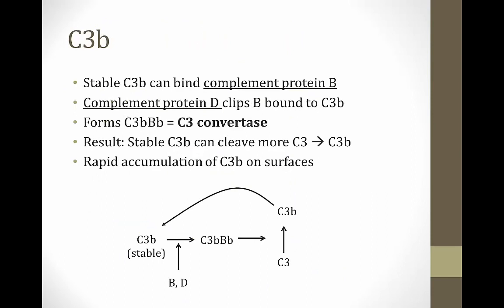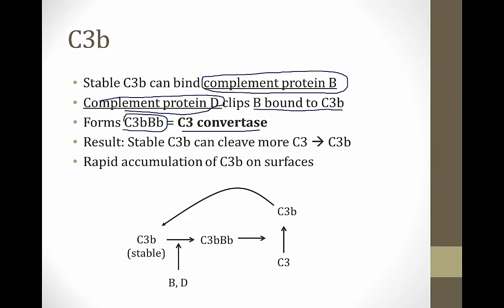The reason stable C3b is so effective via the alternative pathway is because stable C3b can create more of itself via a positive feedback loop. The way this works is that stable C3b binds to something called complement protein B. And then there is another complement protein called protein D, which can clip B that is bound to C3b. This creates a molecule called C3bBb, and C3bBb is a C3 convertase, which can make more C3b. So the result of all this is that once the alternative pathway creates stable C3b via binding to one of those surfaces I just mentioned, the stable C3b can cleave more C3 into C3b. The result is a rapid accumulation of lots of C3b on surfaces.